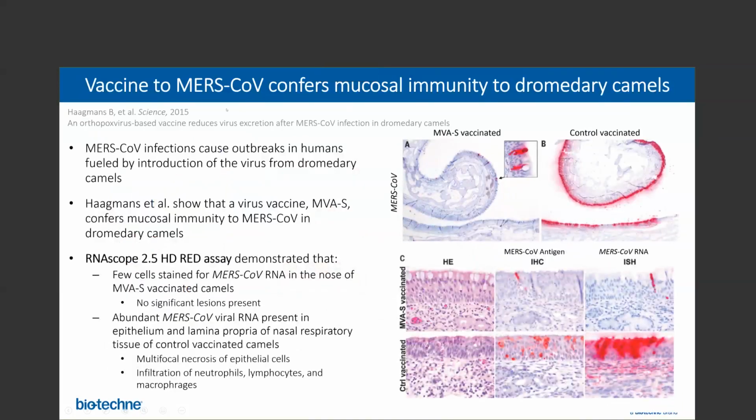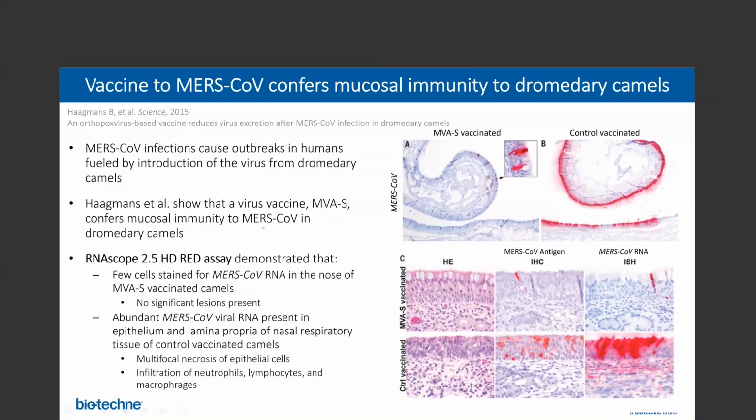Here we are looking at an example of RNAscope being used for infectious disease research. In the current environment, it's become very important to use the right tools to quickly get results on emerging pathogens. And this is a great example wherein this particular publication, published in Science, used RNAscope to study the efficacy of a vaccine they developed against MERS-CoV virus.